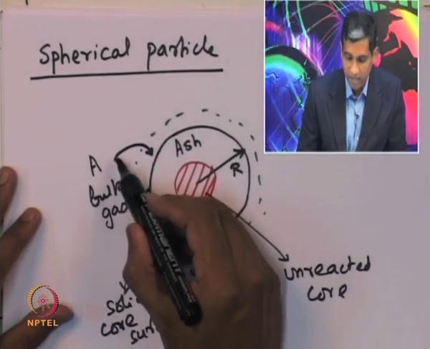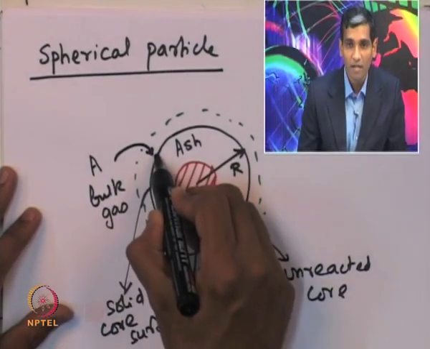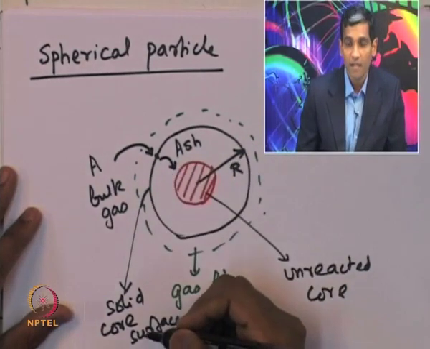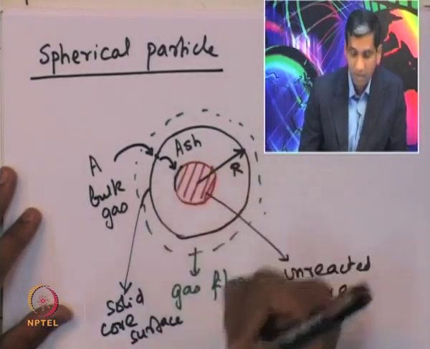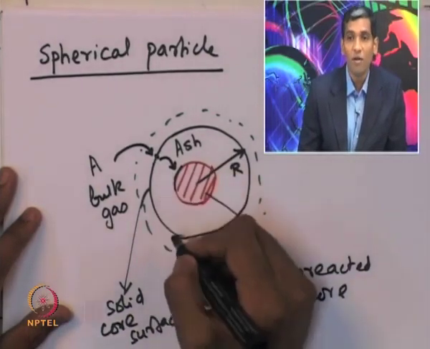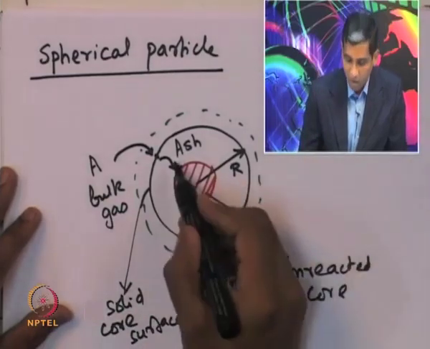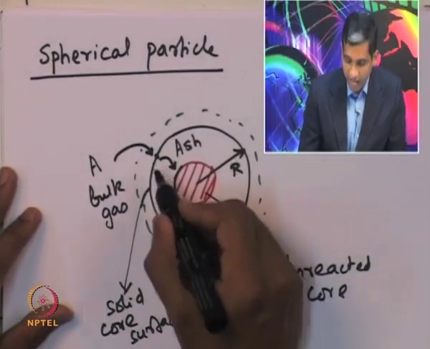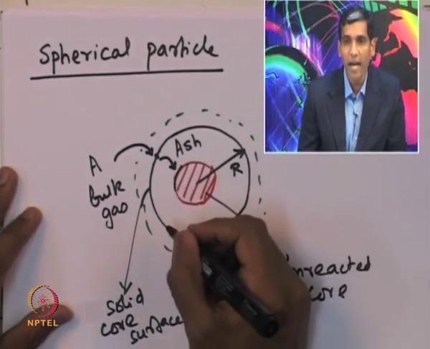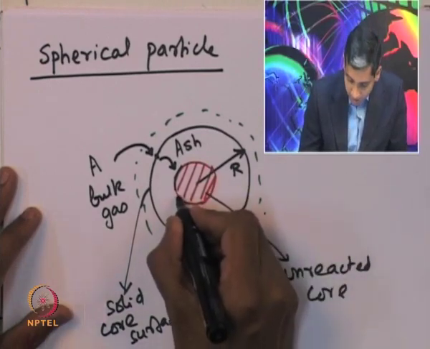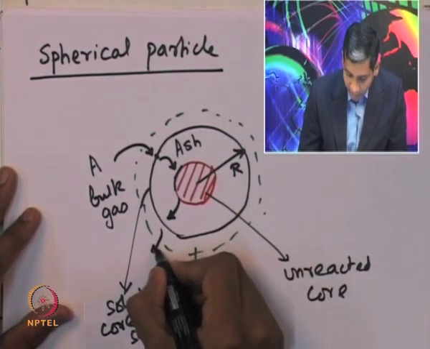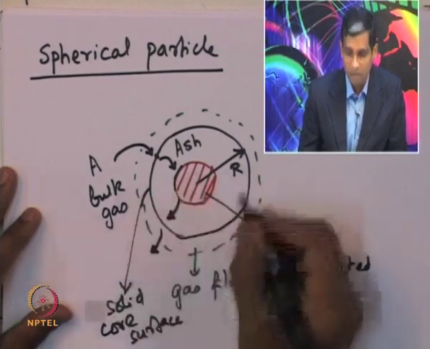So, A has to diffuse to the surface of this solid core, then diffuse through the ash layer and reach the location of the unreacted core. Remember that in this ash region there is no solid reactant present and therefore no reaction is happening in the ash layer. The reaction happens only at the periphery of the unreacted core. And the moment the reaction occurs, the product that is formed has to diffuse through the ash layer and then from the ash layer into the gas film and then to the bulk gas.